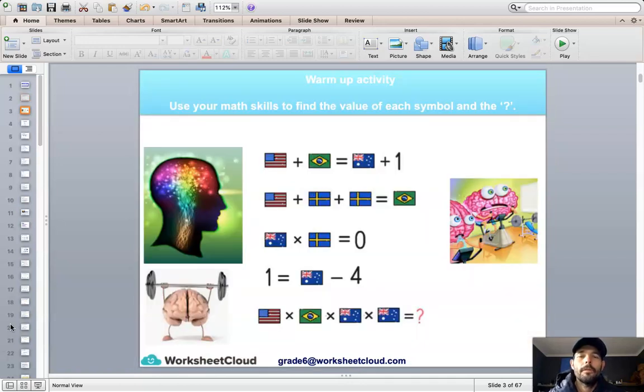So you need to tell me the value of each flag and then the question mark at the end. A reminder to work slowly, methodically, check your work, and take your time. There's no rush, and then let's see how you guys get on.